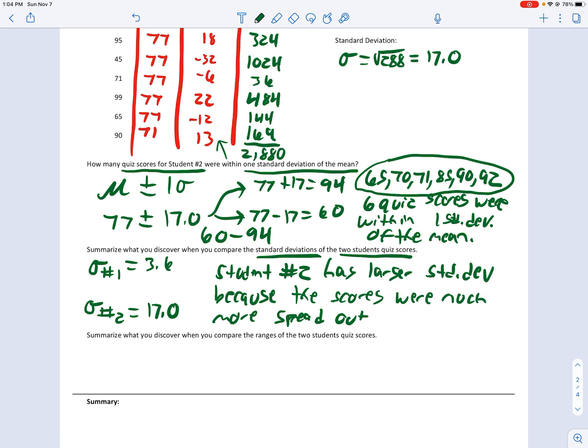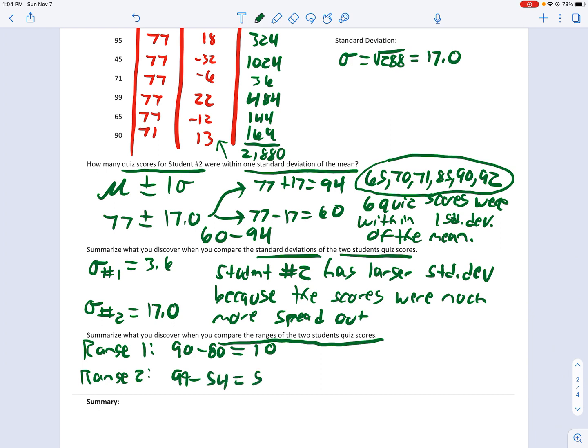All right, summarize what you discover when you compare the ranges of the two students' quiz scores. So range is the difference between the highest and lowest score. For student 1, the highest score was a 90, the lowest score was an 80, so their range is 10. For student number 2, the highest score was a 99, the lowest score was a 45, which is a difference of 54.